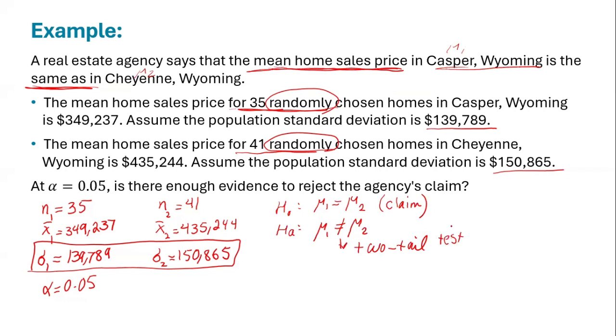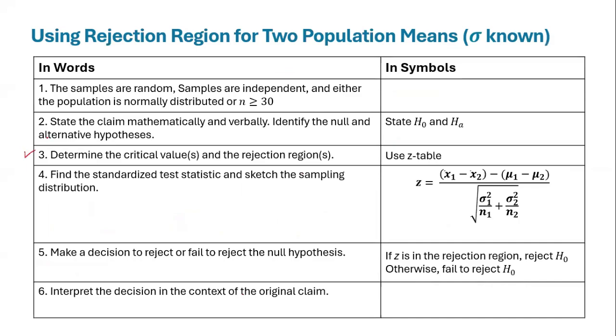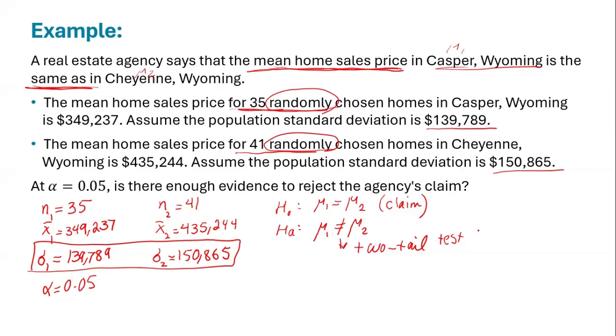Now it's time to find the critical values and the rejection regions. When you have a two-tailed test, that means you have two critical values, and the shaded areas are on the two tails. This shaded area is alpha, but half of it is on the right and the other half is on the left. If alpha is 0.05, half of alpha is on the right, the other half is on the left.